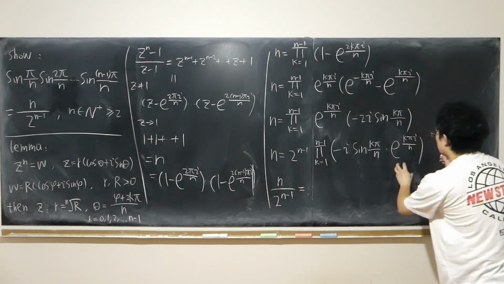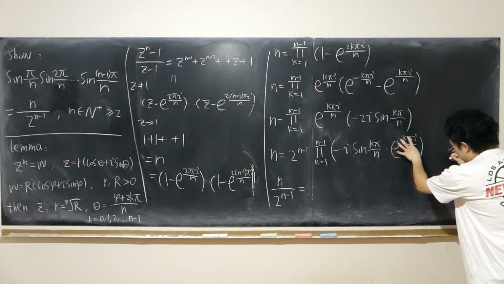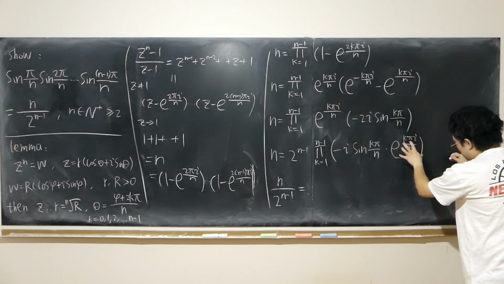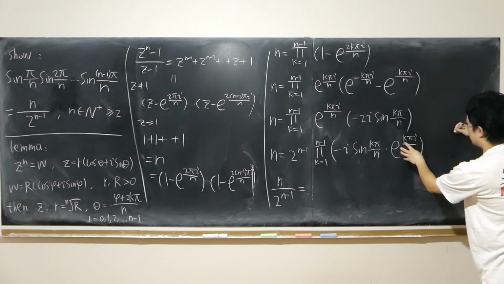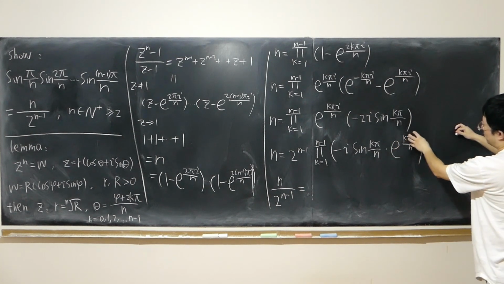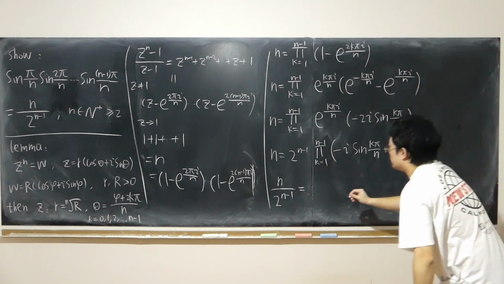First of all, this product is easy to do, right? e to the k pi i over n. k is changing, right? So e to the pi i over n multiplied by e to the 2 pi i over n. So all we have to do is to sum up the powers, right? And the base is e. So this is easy to do.